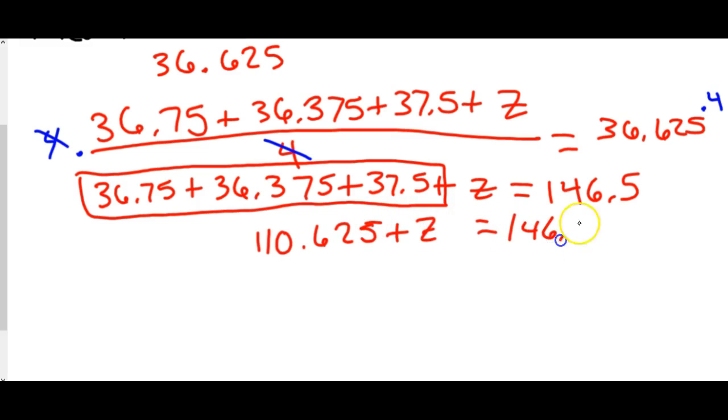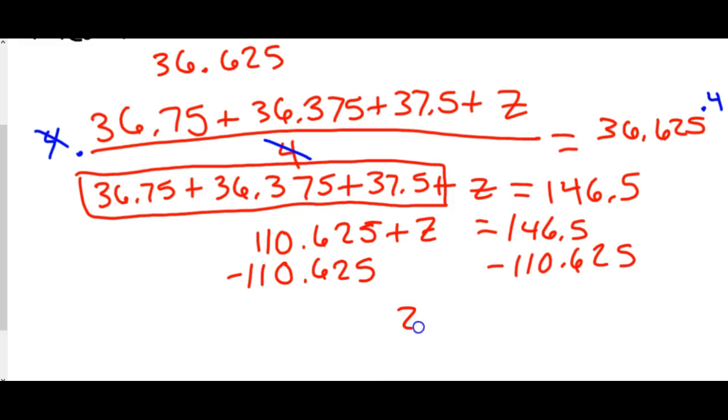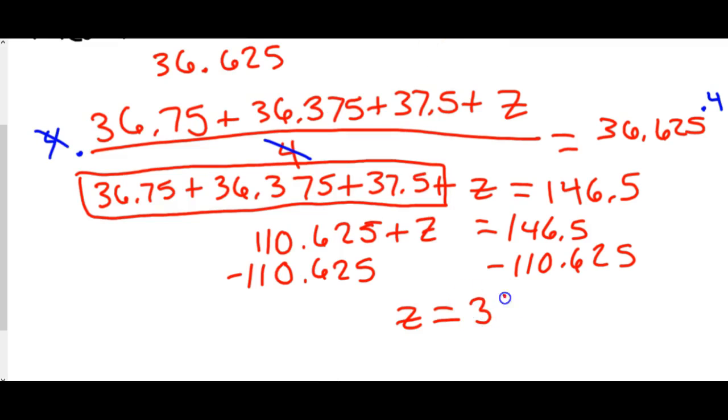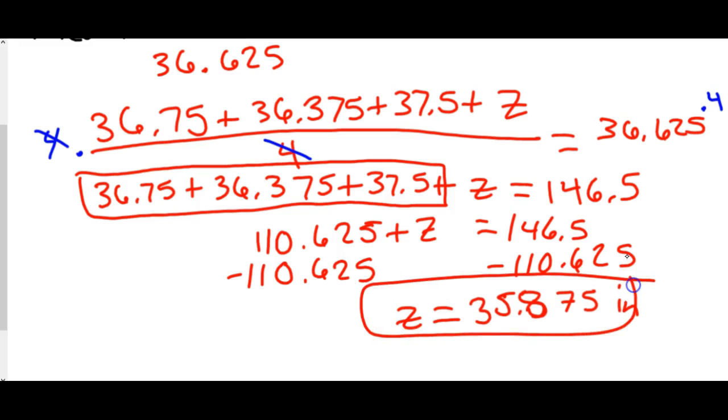Now we do an opposite again. We would need to minus 110.625 from both sides. And we plug that into a calculator again. 146.5 minus 110.625 is 35.875. So that would be the length of the fourth piece of wood in inches, so that you have an average of 36.625 inches.